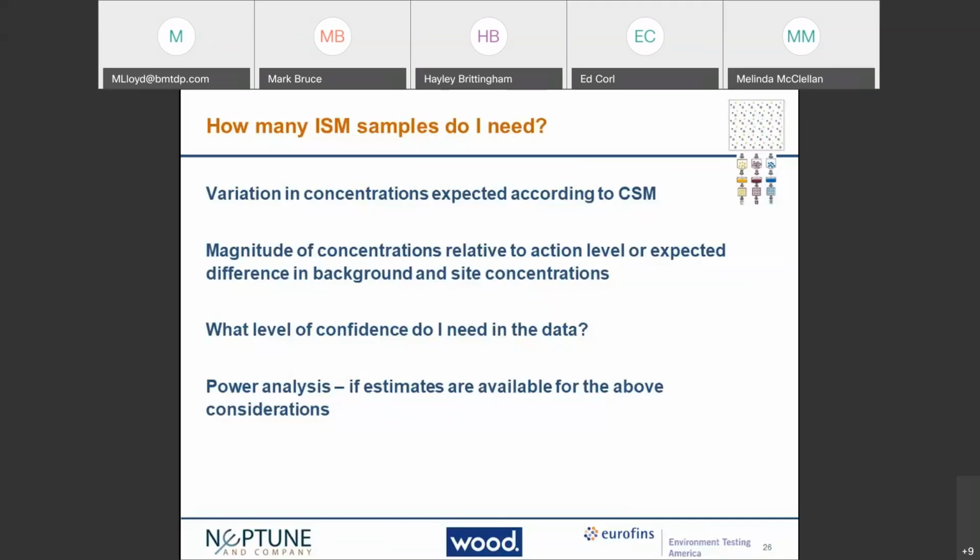So this decision requires many different considerations, including the variation in concentrations that's expected according to the conceptual site model. You'll also want to consider the magnitude of concentrations relative to the action level, or if you're doing background comparisons, the expected difference between background and site concentrations. And then finally, what level of confidence you actually need in the data.